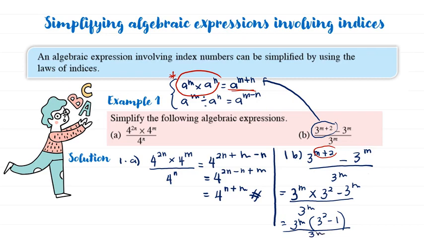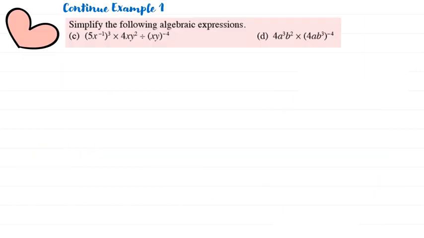Okay, so here in bracket, 3 to the power of m with 3 to the power of m just cancel out. So we will be left with the bracket 3 to the power of 2, which is actually 9, minus 1. So the answer is 8. Okay, next we continue with example 1.